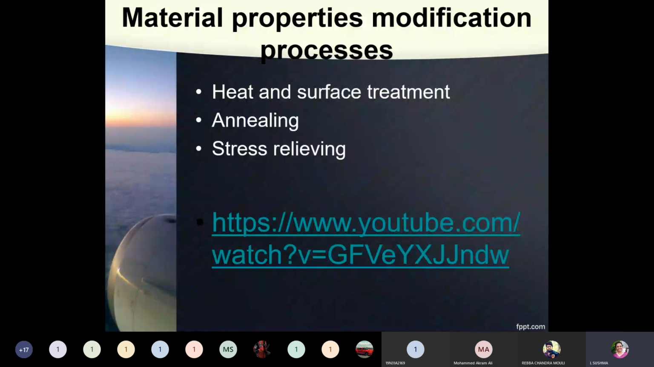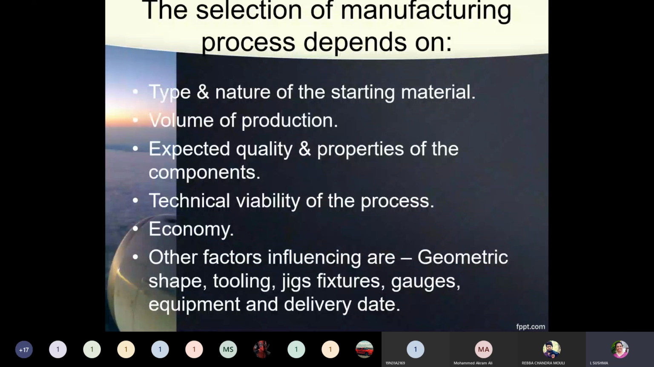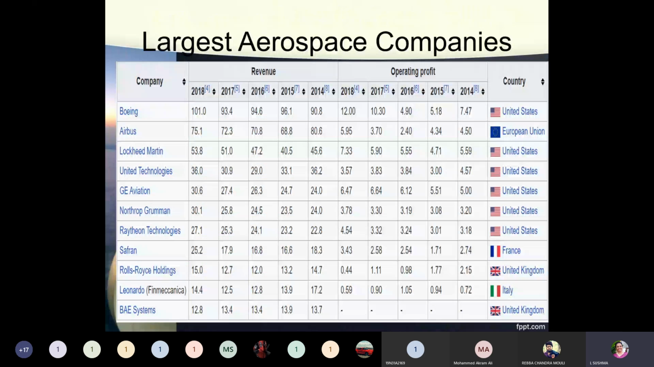So coming to the first unit, I've given different aerospace companies. You can go through them when I forward you this PPT. And these are the manufacturing companies that are there in India. So you can go through this.